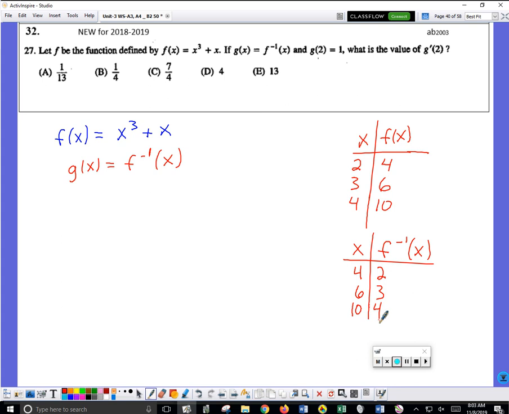Very good. So they said that g is the inverse of f. So this is just what we mean by inverse function. So right here it says, since g is the inverse of f, and then they say g of 2 equals 1. Let's write that down. What is the value of g prime of 2?